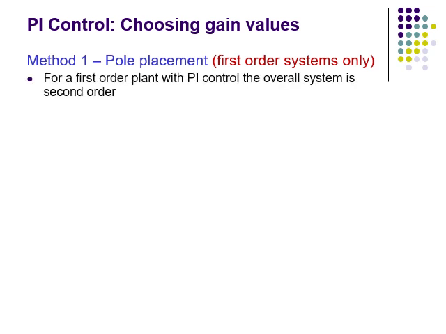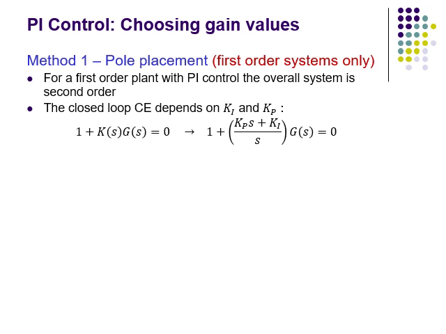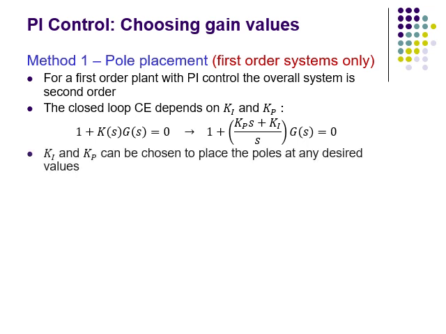So the idea is that for a first order system, if we add a PI controller, then the overall system, so the closed loop system, becomes a second order system. The closed loop characteristic equation is second order, and it depends also on Ki and Kp. So we've got two poles for the closed loop system, and two gains that we can choose. So we can set the values of Ki and Kp to give us the values of the closed loop poles that we want.